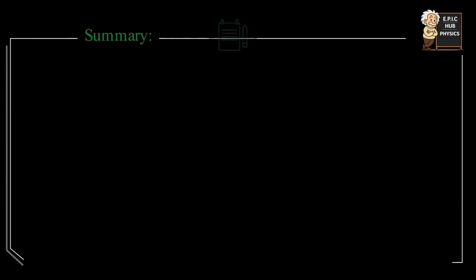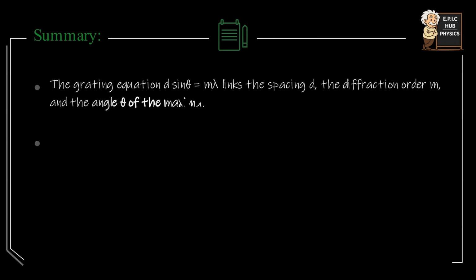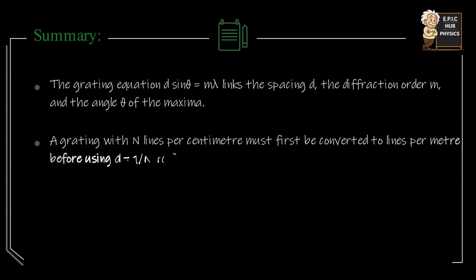Here is a summary of the key points. The grating equation d sine theta equals m lambda links the slit spacing d, the diffraction order m, and the angle theta of the maxima. Always convert the line density to SI units first before calculating d. A grating with n lines per centimeter must first be converted to lines per meter before using d equals 1 over n to find the slit spacing.